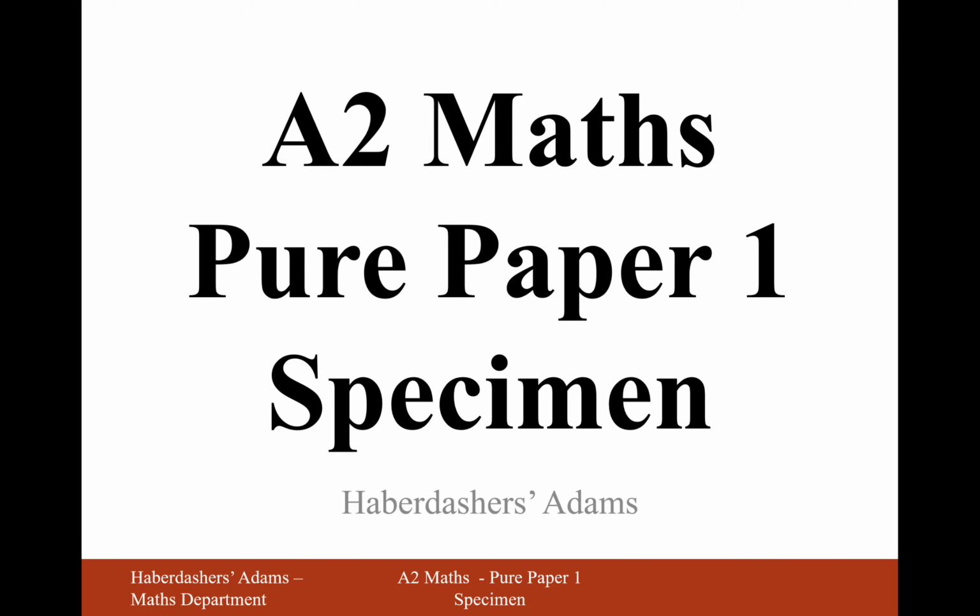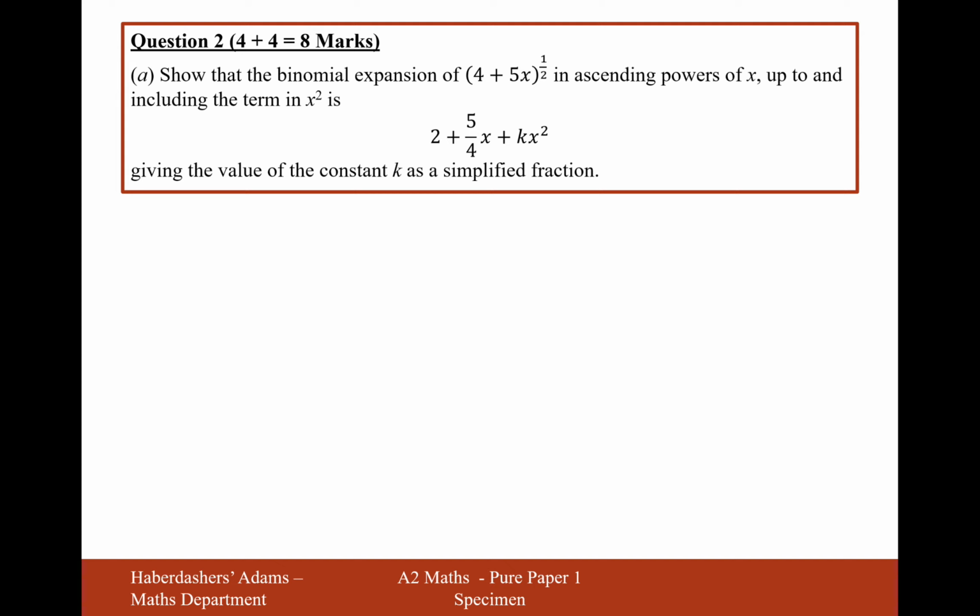We're on Specimen Paper 1 and here we're looking at question 2, a binomial expansion question. Show that the binomial expansion of (4 + 5x)^(1/2) in ascending powers of x up to and including the x squared term is this expression here, giving the value of the constant k as a simplified fraction. So let's just remind ourselves what type of binomial expansion we're probably going to be using here.